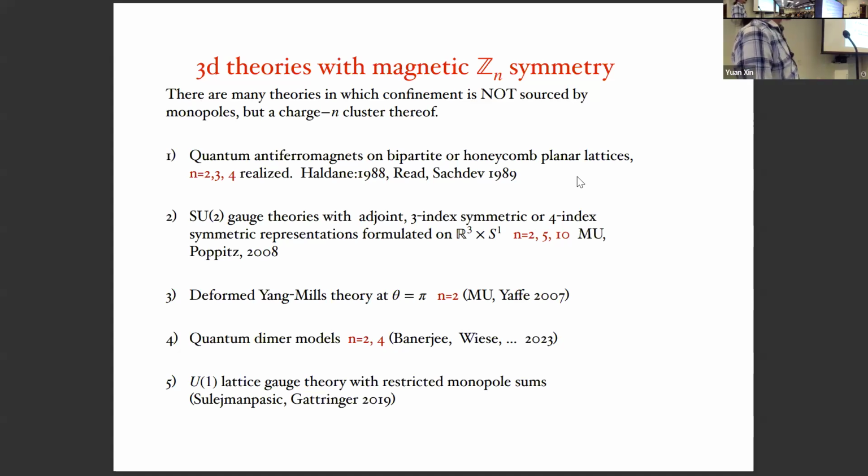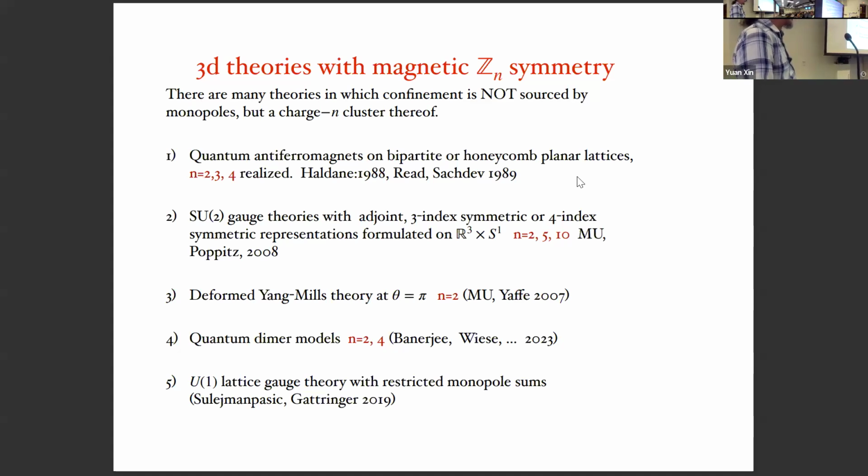So in SU2 gauge theories, if you have dynamical fermions in adjoint 3-index and 4-index symmetric representation, you can show that the object that generates mass gap for gauge fluctuations have magnetic charge 2, 5, and 10. Okay, it's a very weird object, cosine 5 sigma. Okay. In the case of the theta equal pi, it generates cosine 2 sigma. Monopole is forbidden. Quantum dimer model.